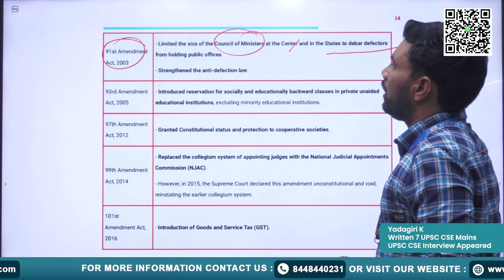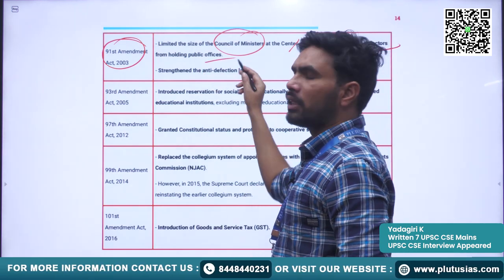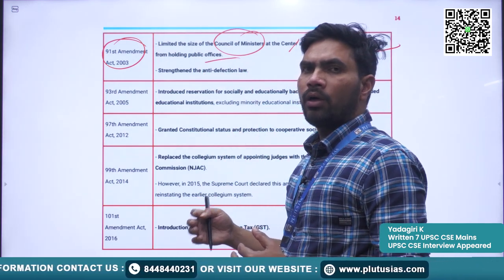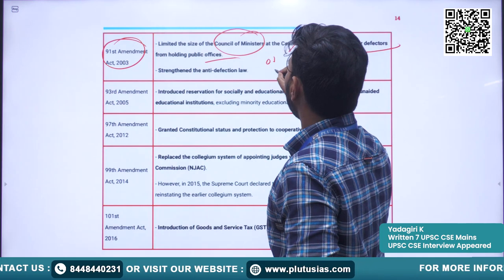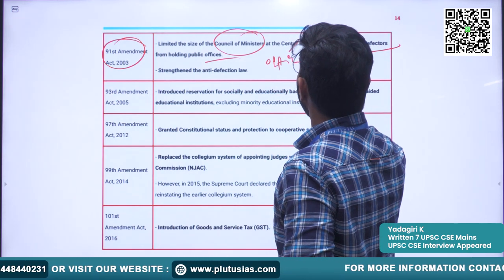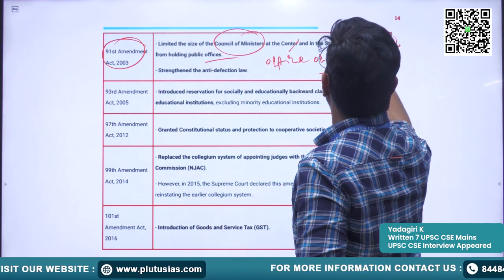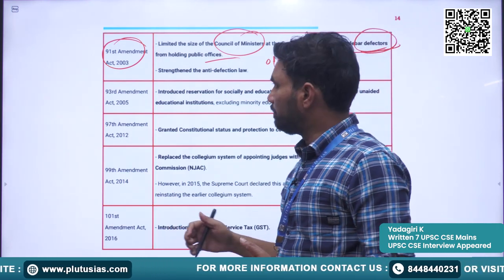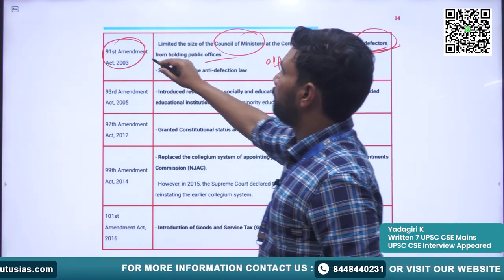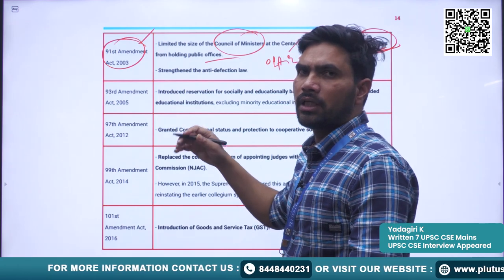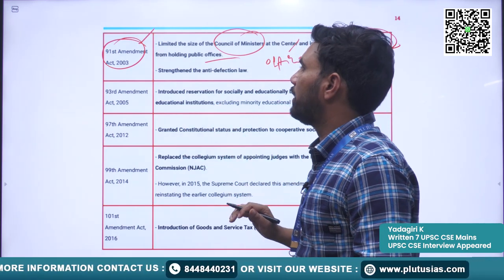Similarly, the 91st Constitutional Amendment Act limited the size of the Council of Ministers at the center and the states, and debarred the members who are holding an office of profit whenever there are defections. Right. So these are the important changes that were brought through the 91st Amendment Act.